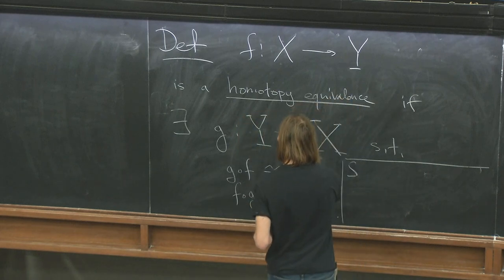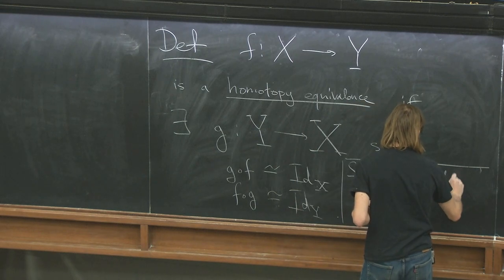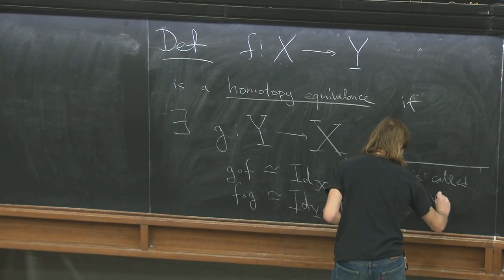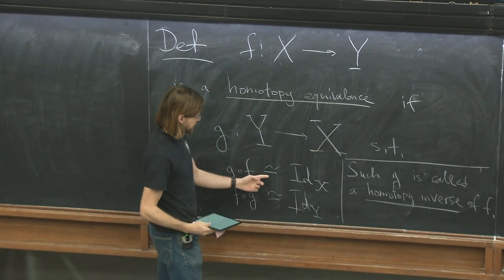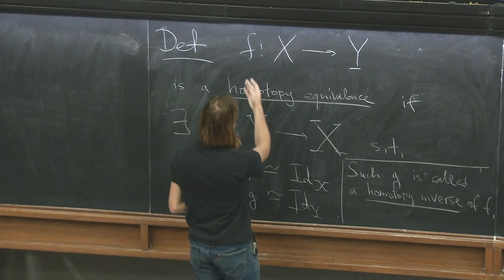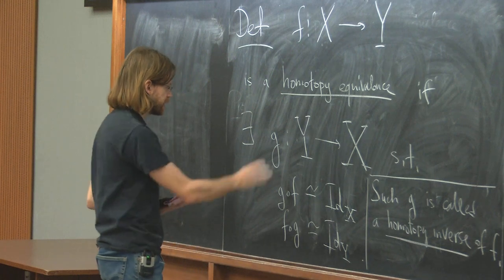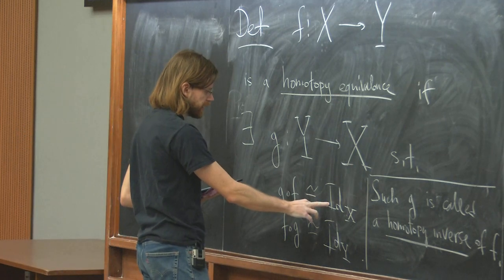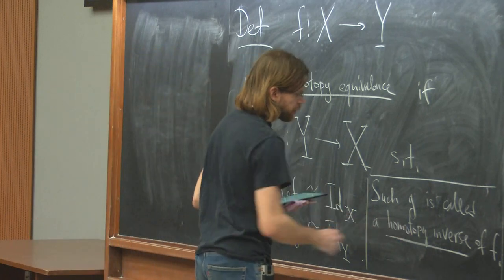And so if such a G exists for a given F, such G is called a homotopy inverse. The usual inverse would be if this was just equal to the identity and this is also equal to the identity. This would be the definition of the usual inverse to a map. And in particular, if such a continuous F with a continuous inverse G existed, then this would mean that it is a homeomorphism by definition. But here we require something weaker: we require the compositions not to be equal to the identities, but just homotopic to the identities. That's why it's called a homotopy inverse.